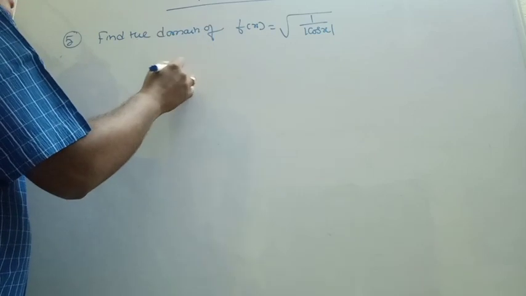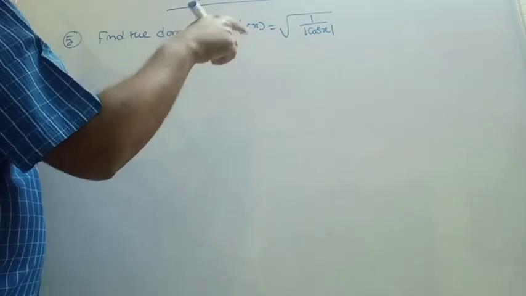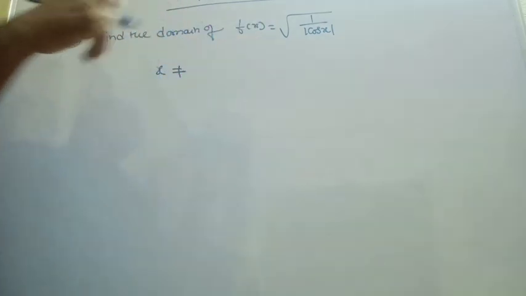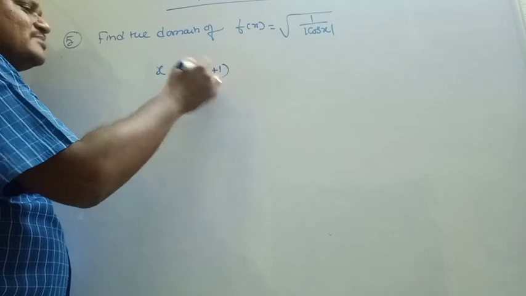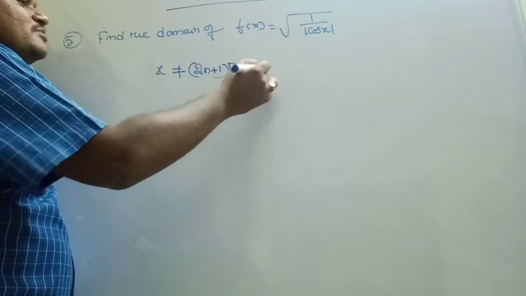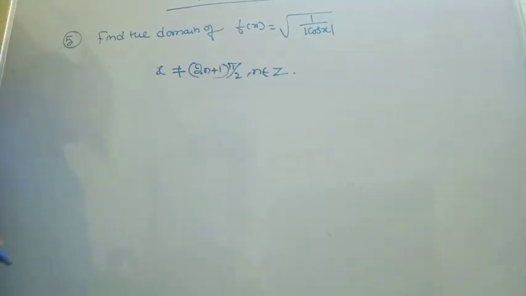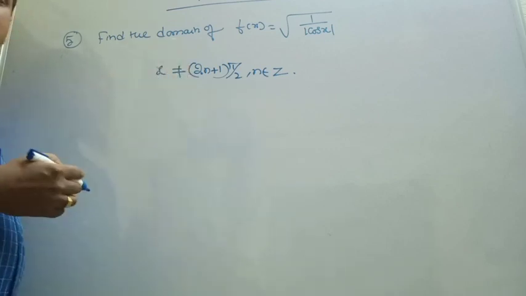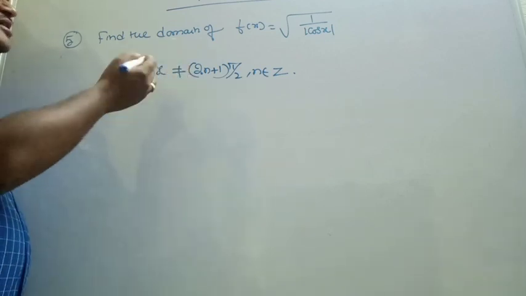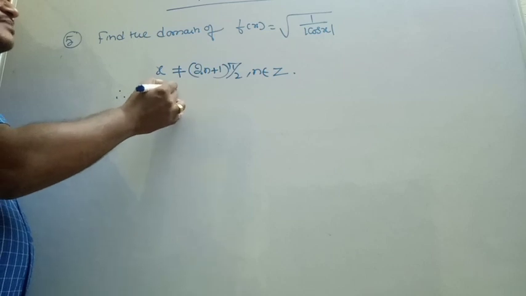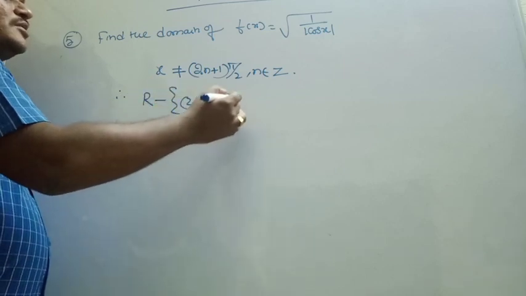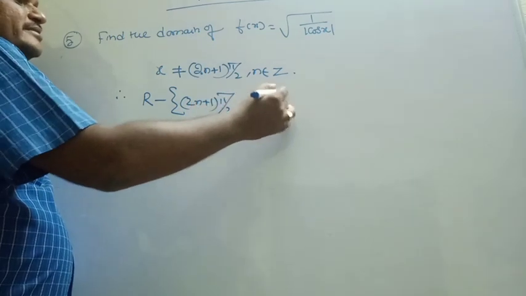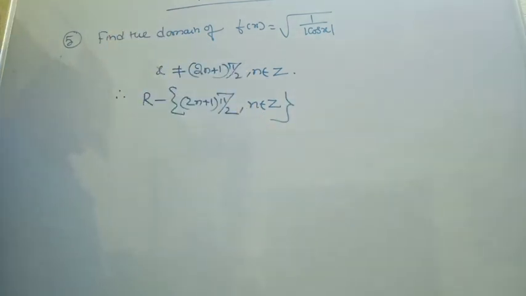Therefore, x is not equal to the values where the denominator cos x becomes 0, which is at odd multiples of 90 degrees. That means x should not be equal to (2n plus 1) into pi by 2, where n belongs to Z. Therefore, the domain of this particular function is R minus {(2n plus 1) into pi by 2}, where n belongs to Z. This is the domain of this particular function.